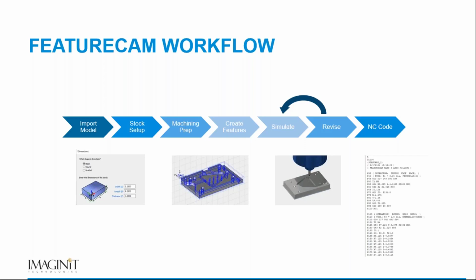So once we run automatic feature recognition, or excuse me, after we've set up our stock and set up our setup, we can prep the model and create curves to actually use in our programming process. And from there, we can create features to program from and then simulate. Once we simulate, we can look at our results, look at our G code, look at how the program is using the tools and what operations.